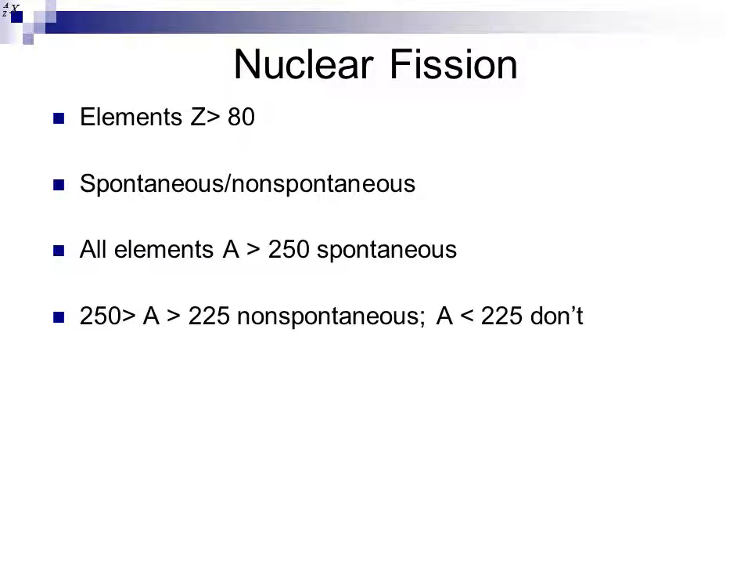If the atomic mass number ranges between 250 and 225, they are non-spontaneous, which means that they have to undergo some sort of process to get them started. Less than 225, generally they do not undergo fission.